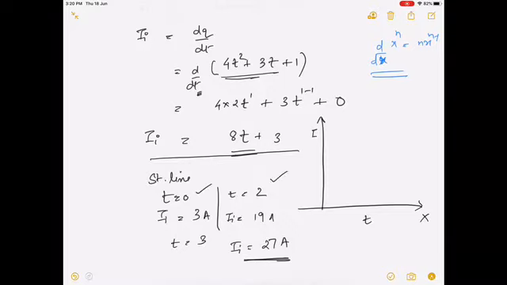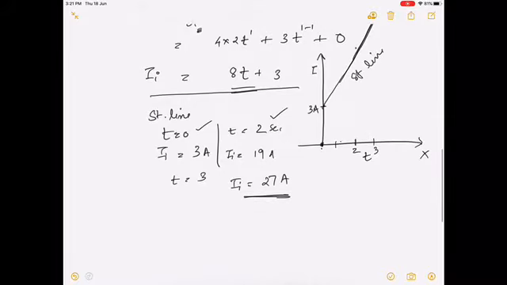This is the answer which is required by us in our problem. But why did I take these two other values? In order to make you understand that if we plot the graph, you will get a straight line. For t equal to 0, current comes out to be 3 amperes. For t equal to 2 seconds, the current is 19, somewhere here. For 3 it is 27, so here it will be like this. The current line you will get as a straight line, starting from 3 amperes.